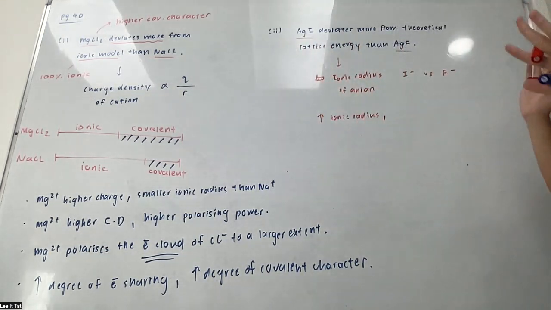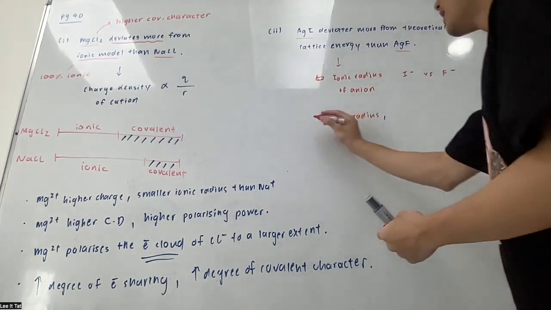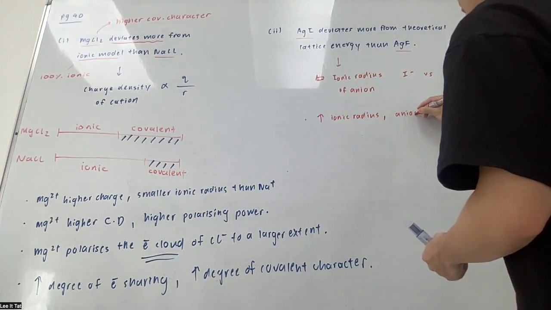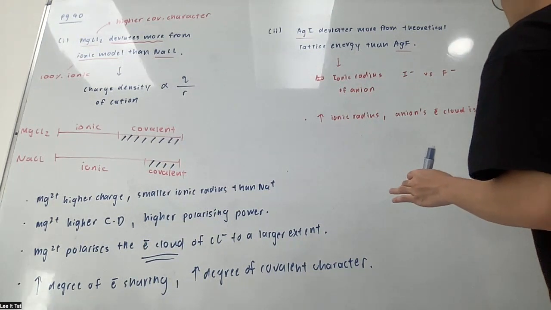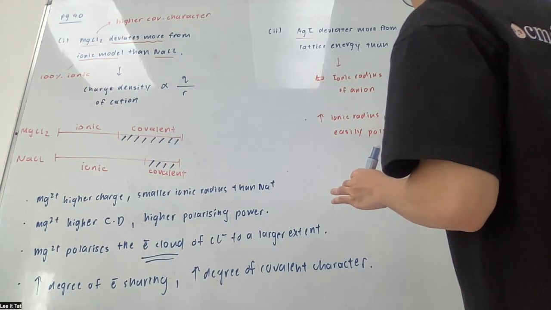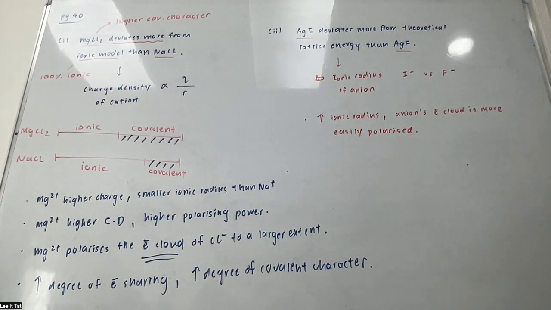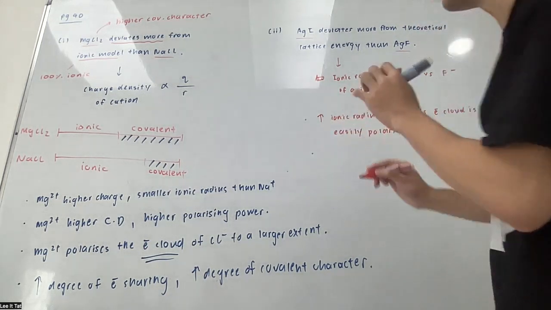You don't have to say the further away part. So let me just tell you what to write in the exam, what's necessary. The higher the ionic radius, the anion's electron cloud, we specified, is more easily polarized. Again, try not to ever forget the word electron cloud. It is incorrect to say you polarize the anion. No, it is the electron cloud that gets polarized. So just these two keywords will do.